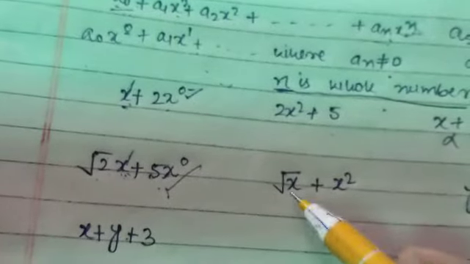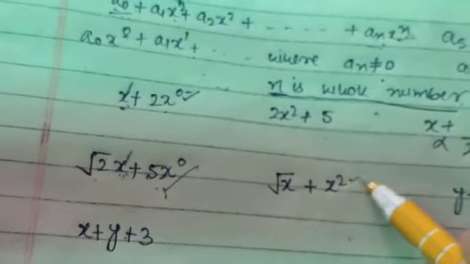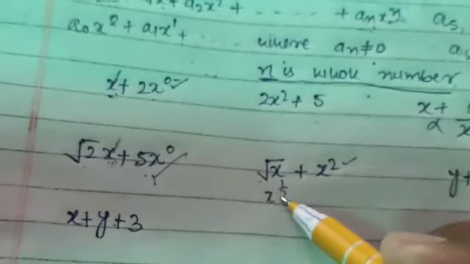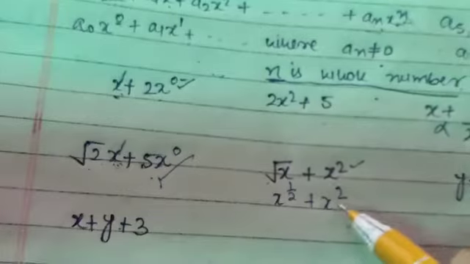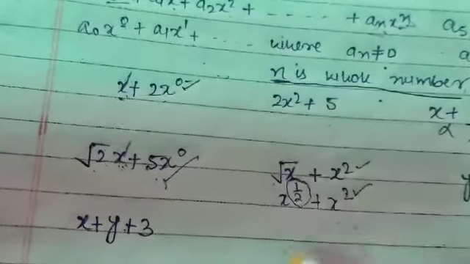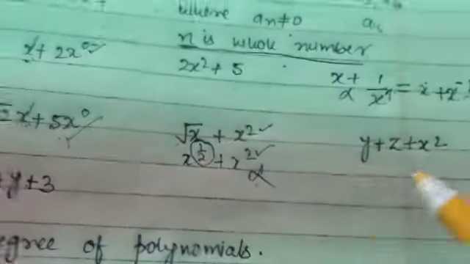Here the variable is only x, and the power is 2. Under root x can be easily written as x power 1 by 2 plus x square. Here the power is a whole number, but here the power is a fraction, so this is not a polynomial.